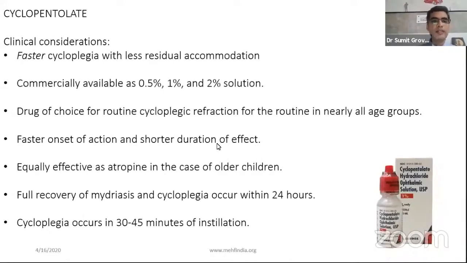Cyclopentolate produces faster cycloplegia with less residual accommodation, commercially available as 0.5%, 1%, and 2% solution. It is a drug of choice for routine cycloplegic refraction in nearly all age groups. Faster onset of action, shorter duration of effect, and equally effective as atropine in older children. Full recovery of mydriasis and cycloplegia occurs within 24 hours. Cycloplegia occurs, as I said, in 45 to 60 minutes after the instillation.